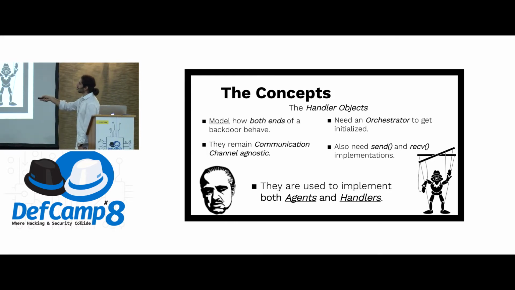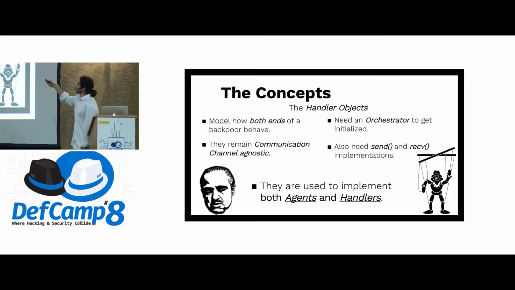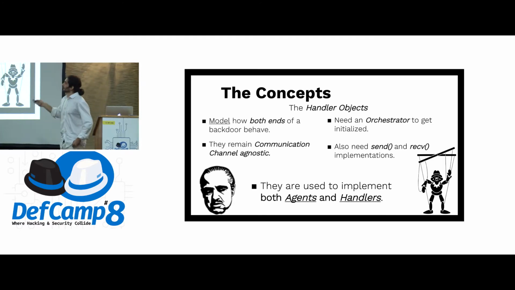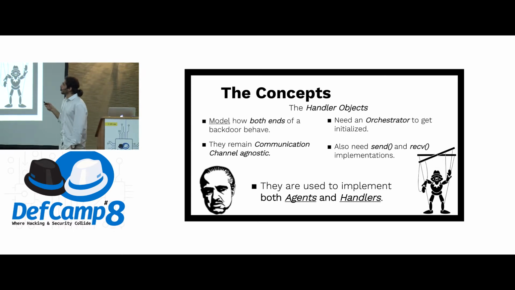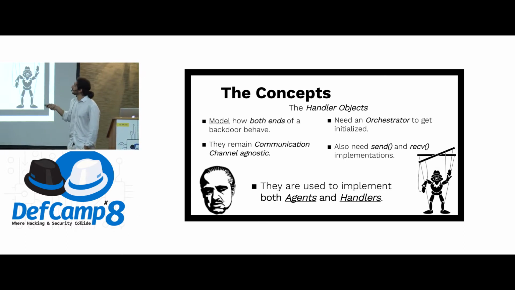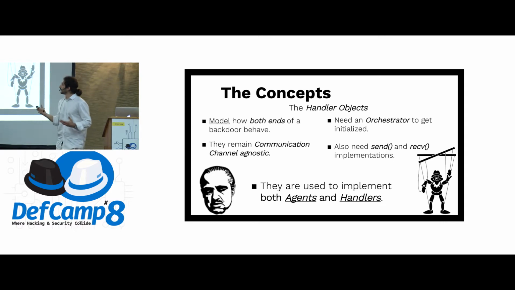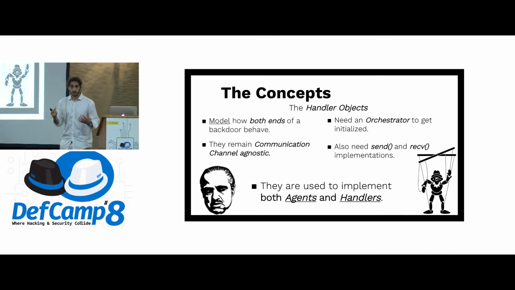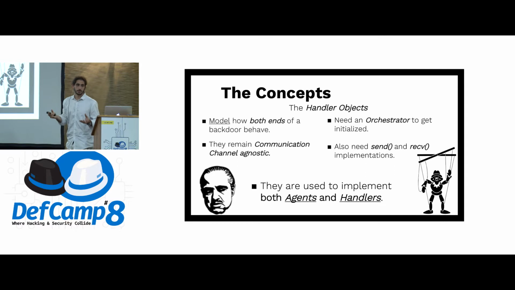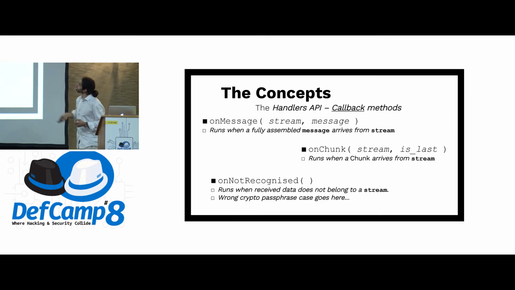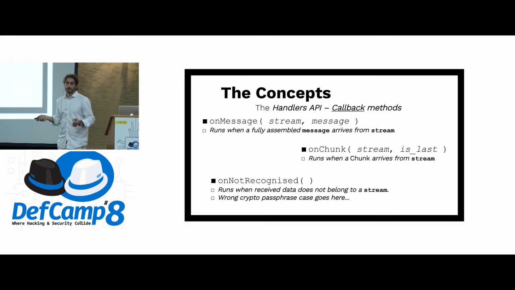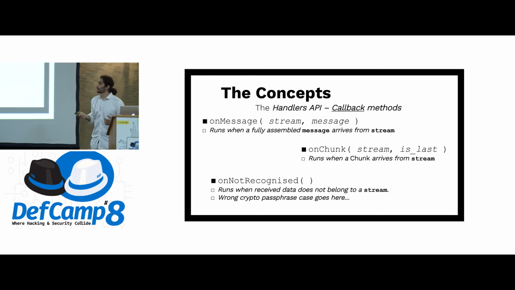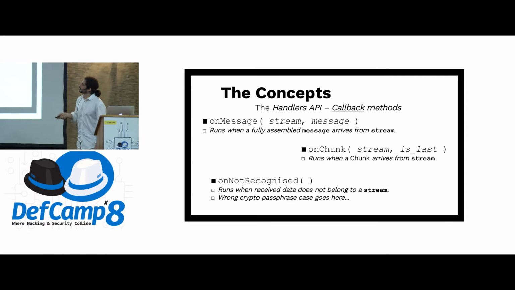So, handler, agent, but to implement all this, we need a handler object. The handler object models the behavior we saw earlier, gets an orchestrator, gets the wrappers too. It's agnostic, but it uses the wrappers to communicate. So, there's an API for the handler objects. Callbacks like in JavaScript. I'm not fond of JavaScript, but that's a good thing.